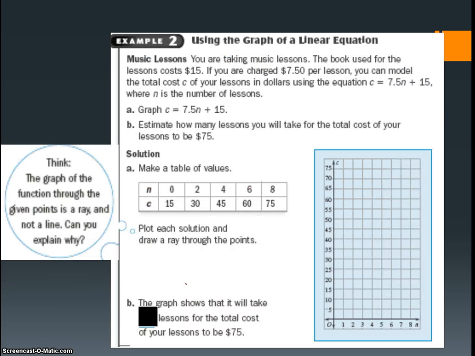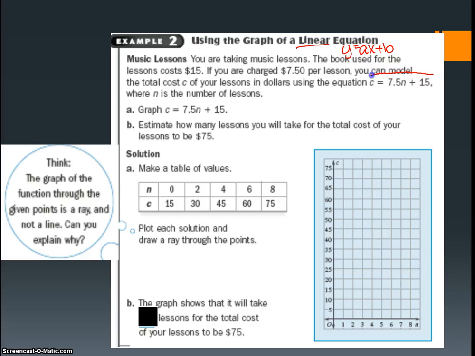Let's talk about in example 2 how you use the graph of a linear equation. Remember, a linear equation is going to be y equals ax plus b. You're taking music lessons. The book used for the lesson costs $15. You're charged $7.50 per lesson. You can model the total cost C of your lessons in dollars using this equation.